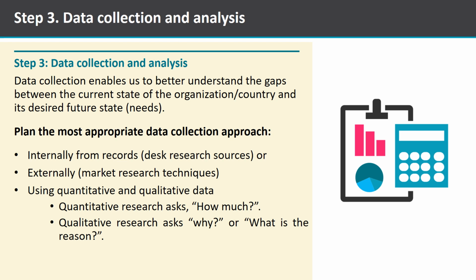There's a range of ways in which data can be collected. Internally from records, that is a desk research process, or externally using market research techniques. The data collected can be quantitative or qualitative, but preferably both. The toolkit contains more detailed definitions and descriptions of each quantitative and qualitative type of data. But simply, quantitative research asks how much. Qualitative research asks why, or what is the reason. One complements the other, but they have different characteristics.